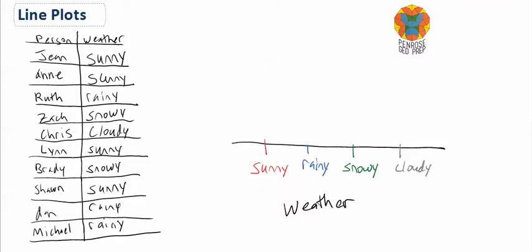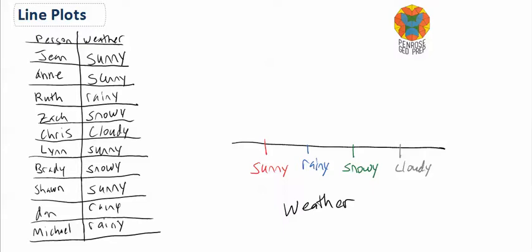Now we will look through the table and see how many people preferred sunny, rainy, snowy, or cloudy weather. Pause the video now and see if you can fill out the rest of this line plot without me. Then continue watching the video and see if you got it right. Okay, let's see if you got it right.